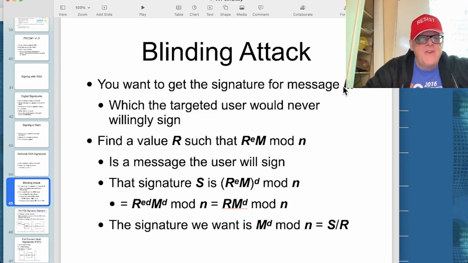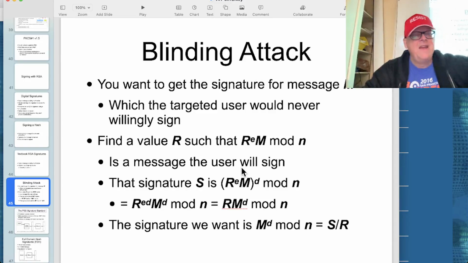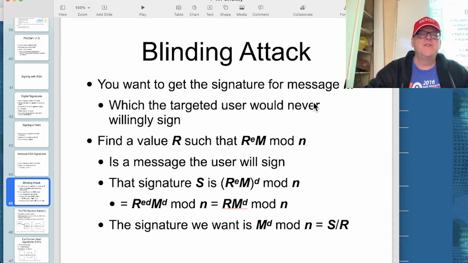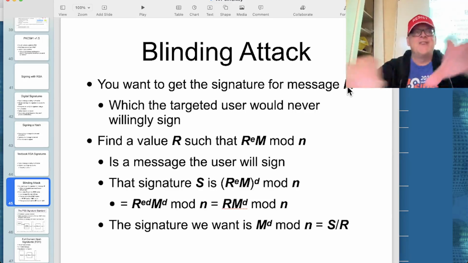So there's also something called the blinding attack. Suppose you have a message which the targeted user would never willingly sign. You find a value R so that R to the E mod N is a message they will sign. Then you get them to sign that, and you can calculate the signature for the original message from it. This is like the other one we talked about. If you can create another message where, when they sign this message, you can figure out the signature for that other message. That's for these overly simple calculations. Simple connections between the input and the output make it possible to pull tricks like this.